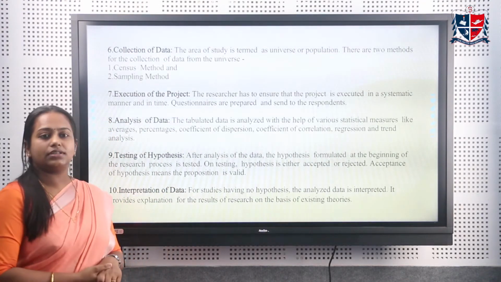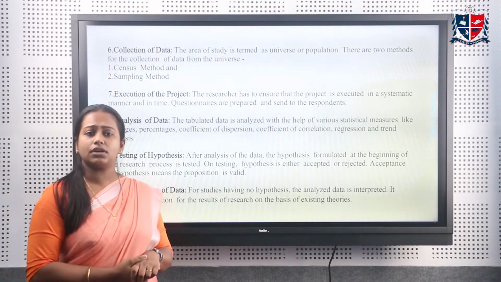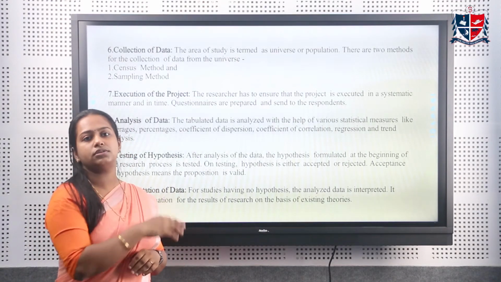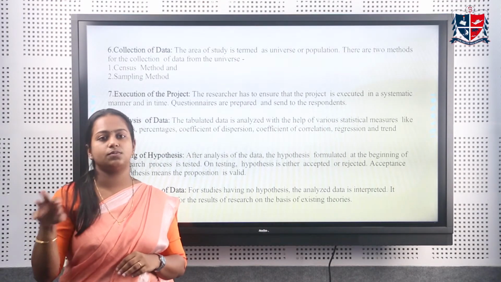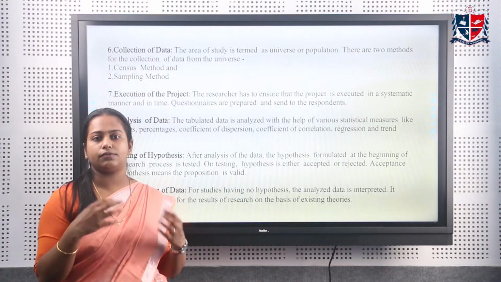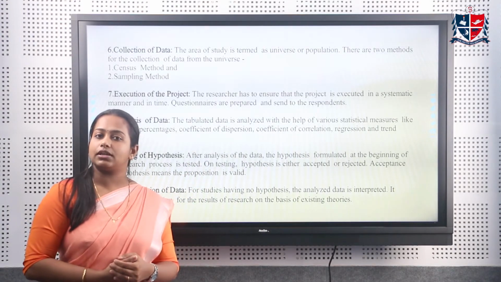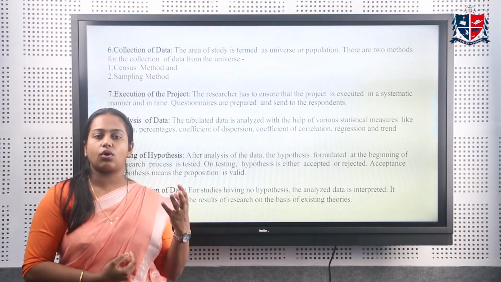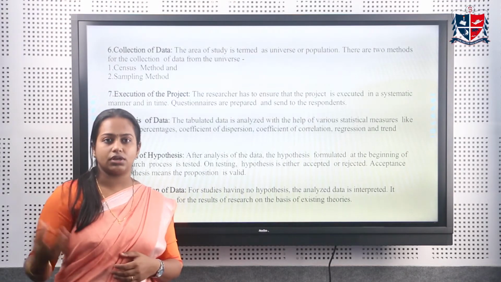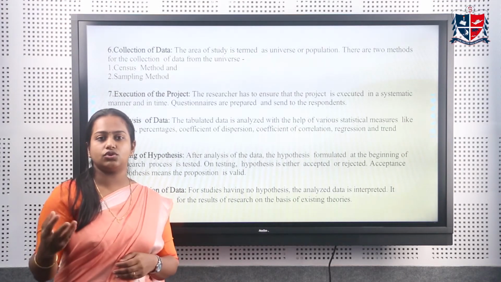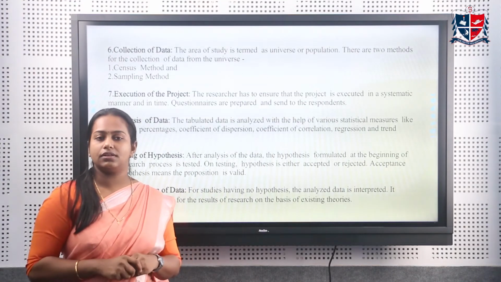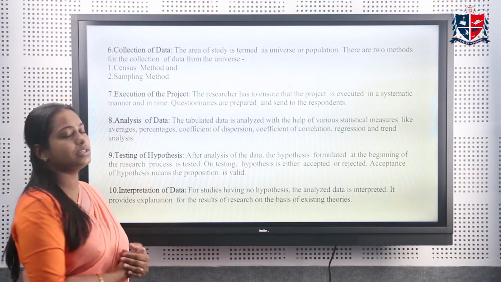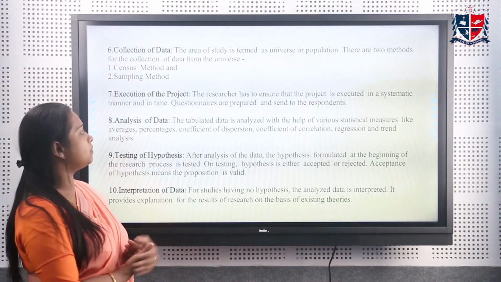The sixth step is collection of data, which is a complicated and time-consuming step. At this point, the researcher starts collecting the data which is relevant and required for the study. Data can be collected either through primary or secondary sources. Primary is the first raw data, first-hand information. Secondary is data already published, maybe in journals or internet sources. The methods of collecting the data can be either the census method or the sampling method.